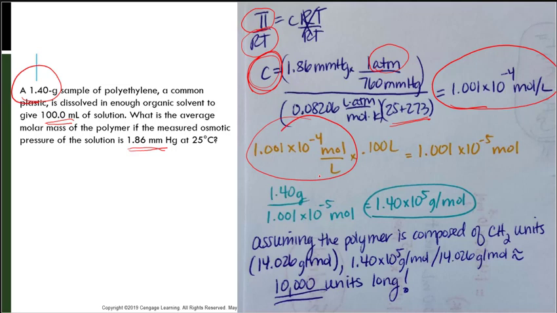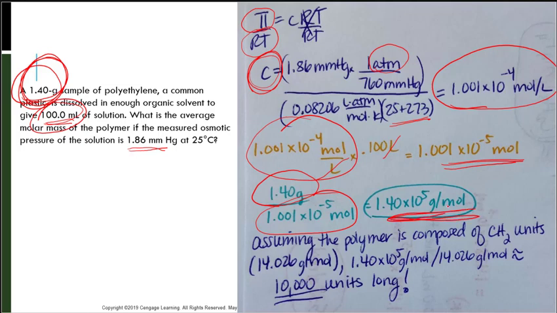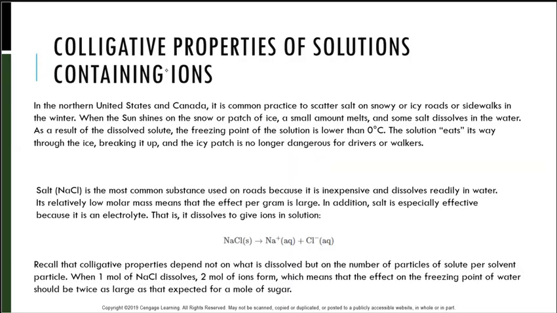Taking my concentration, I'm going to multiply it by volume to get rid of my liters. 100 milliliters is 0.1 liters. That gave me moles of my polyethylene. And I was told that I had 1.4 grams, so I'm going to do 1.4 grams divided by moles to get grams per mole. And assuming that this polyethylene is composed of CH2 units, 1 carbon and 2 H's has a molar mass of about 14 grams per mole. So if I took this molar mass and divided it by a CH2 unit, that would be about 10,000 units long for that polymer. We're next looking at the colligative properties of solutions containing ions.